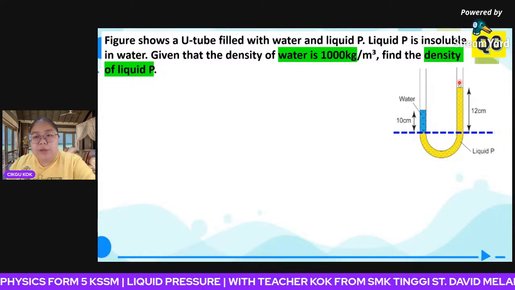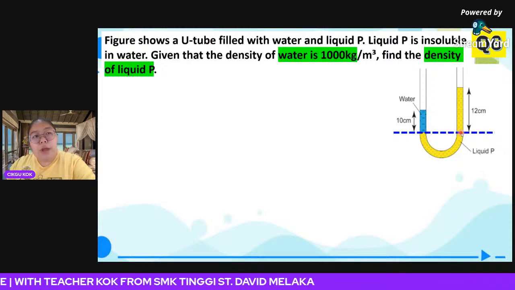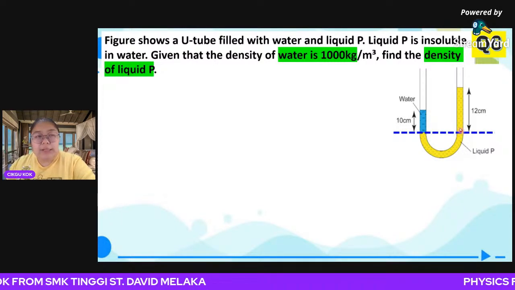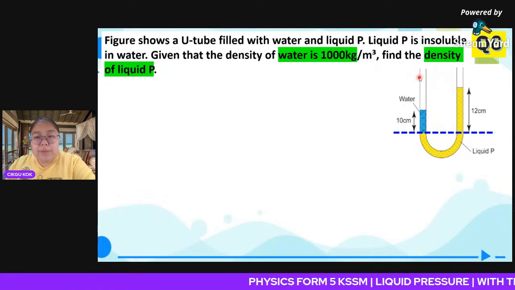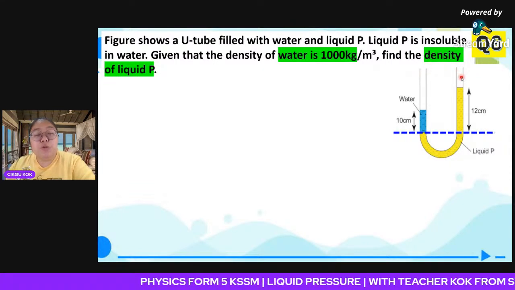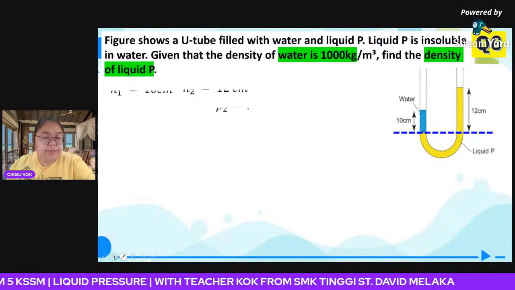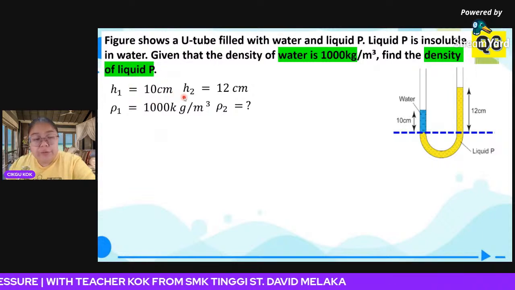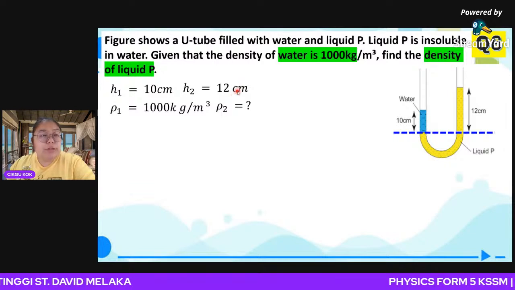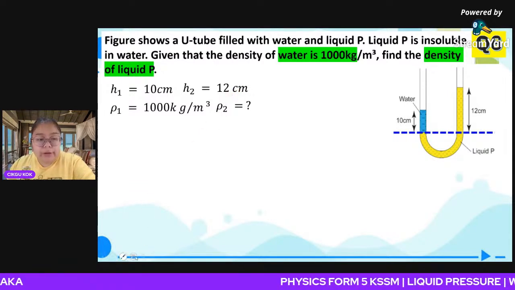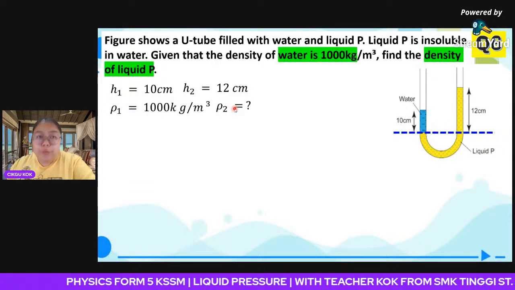Now we know this level and this level should be equal. So when you put the formula, it must be rho g h equals rho g h. Actually, on both sides the atmospheric pressure we can cancel, because this side's atmospheric pressure and the other side's atmospheric pressure should be equal. Now let's show the formula first. This is the info: h1 is 10 cm, h2 is 12 cm. Both are in cm, so later we just cancel, no need to convert. Density of water is 1,000, but the density of liquid P we do not know.